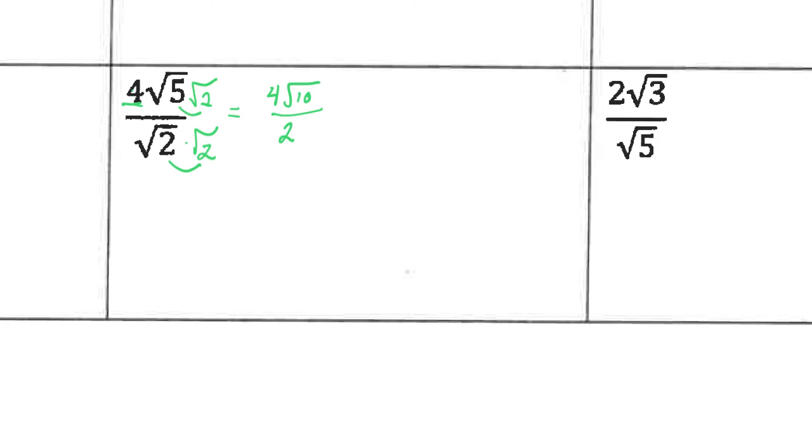Then check our numbers. There's not another radical, so we can't simplify the radical 10. But look at the 4 with the 2. Those can simplify. 4 divided by 2 is just 2. Keep the radical 10. And that's it.